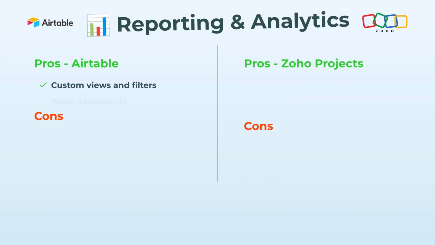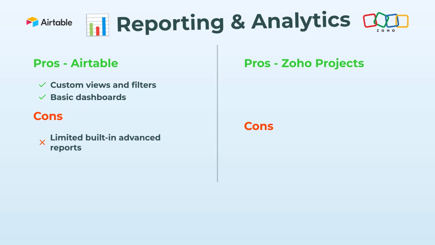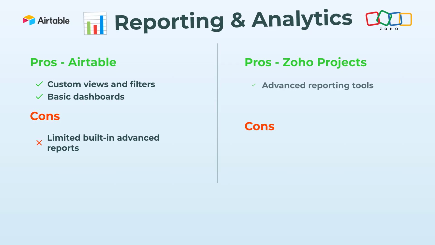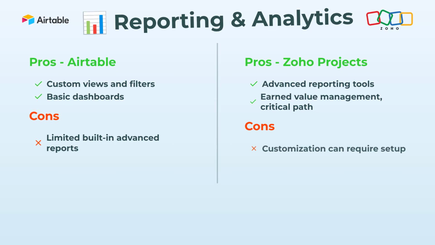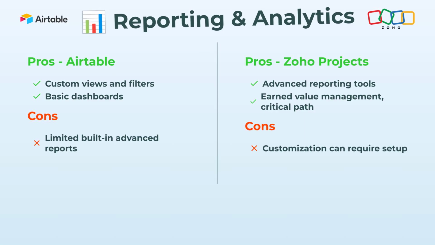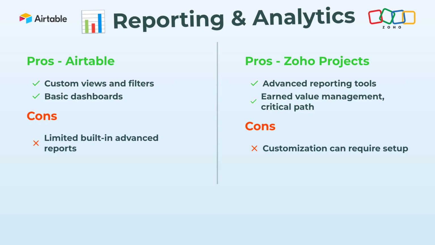Let's check out reporting and analytics. Airtable gives you basic dashboards and slice-and-dice filters. It's good, but if you're craving next-level dashboards, there's better out there. Zoho Projects, though, now we're talking advanced reporting, earned value management, critical path, the works. I mean, setup can be a little extra work, but the power is there if you need real actionable insights. So this one easily goes to Zoho.